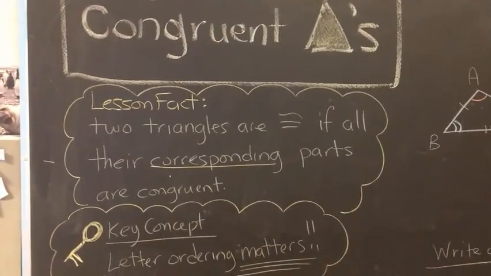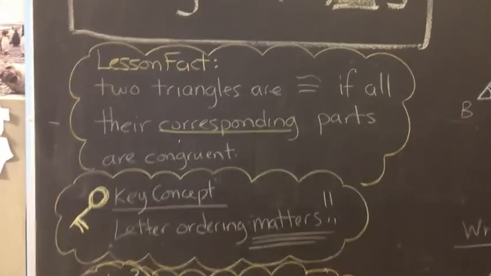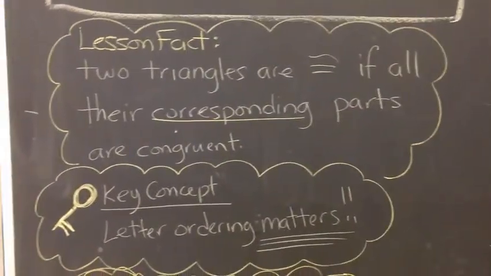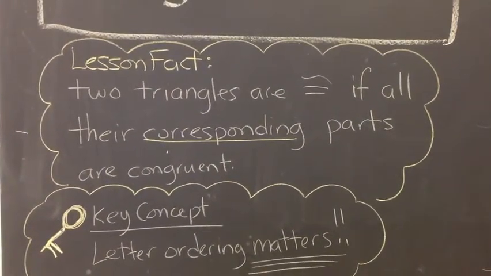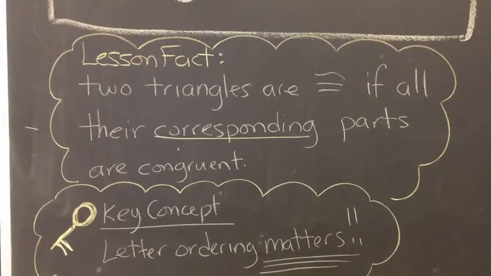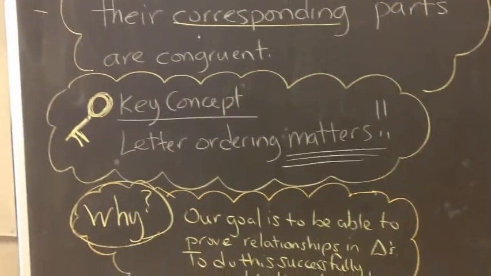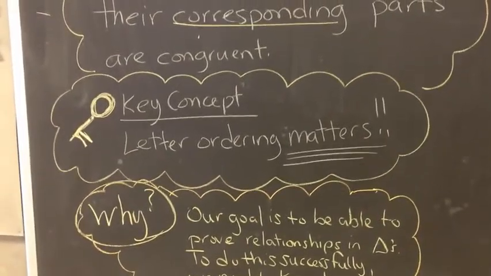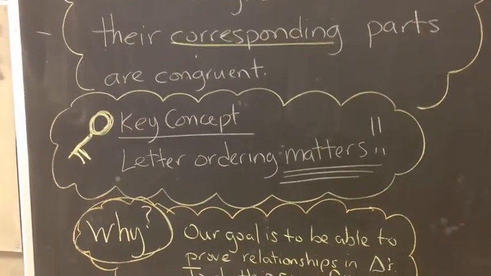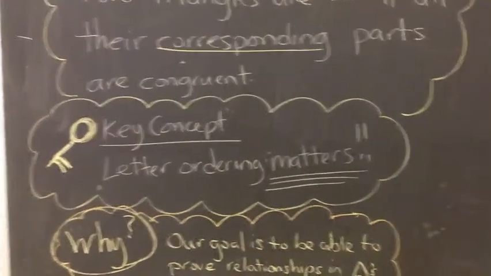So I'm going to start you off with a lesson fact. This is something that needs to get in your portfolio. Two triangles are congruent if all their corresponding parts are congruent. Now, the key concept to understanding this lesson is that letter ordering matters. It's a big deal. All right, so now let's go over to two triangles.